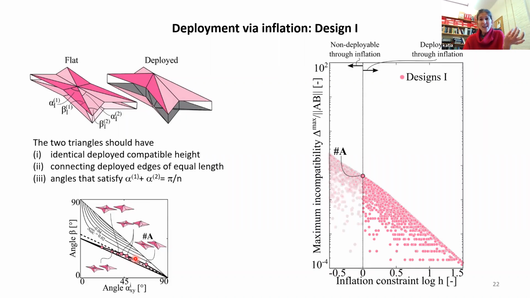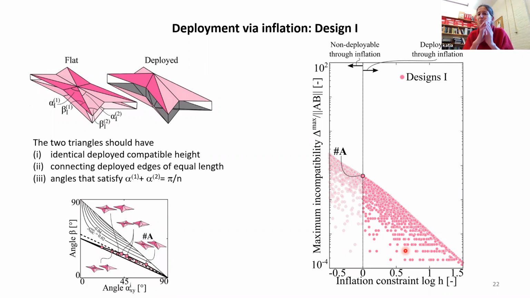Now, what we can do is also predict the maximum incompatibility and the inflation constraint for many structures realized by combining two triangles. And what we see is that the geometric incompatibility decreases as a function of the inflation constraint basically increasing. All right, now the question is: is the level of geometric incompatibility that we can realize with the structure enough to make the structure bistable?